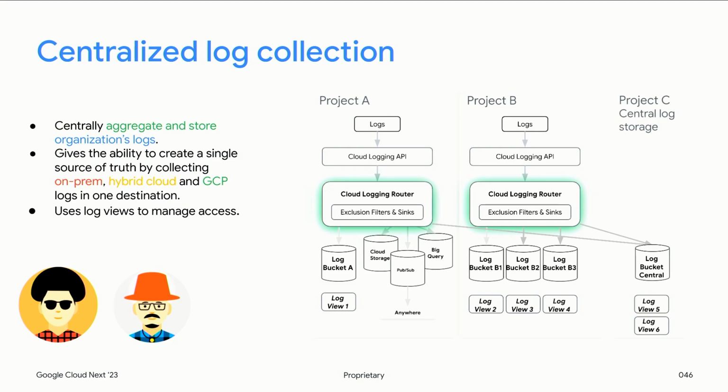So when you do this, you're essentially creating that single pane of glass that's going to make troubleshooting a lot easier. And this is exactly what Snap just shared with us in the architecture, right? They were able to troubleshoot issues faster because all their logs are in one centralized location. This is going to make it easy.